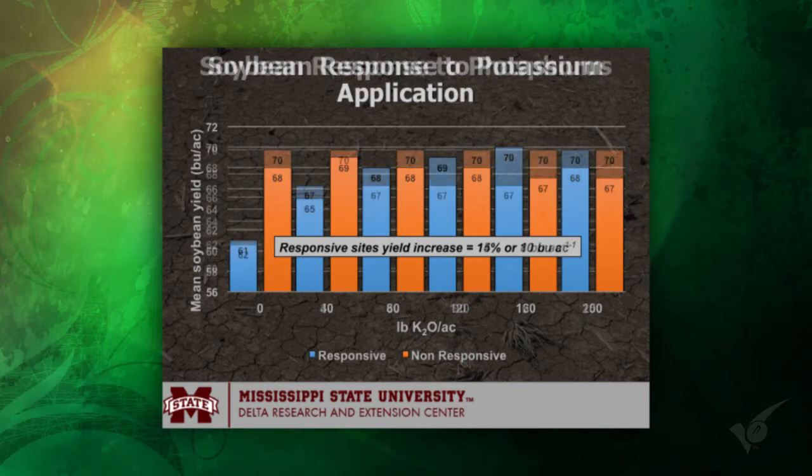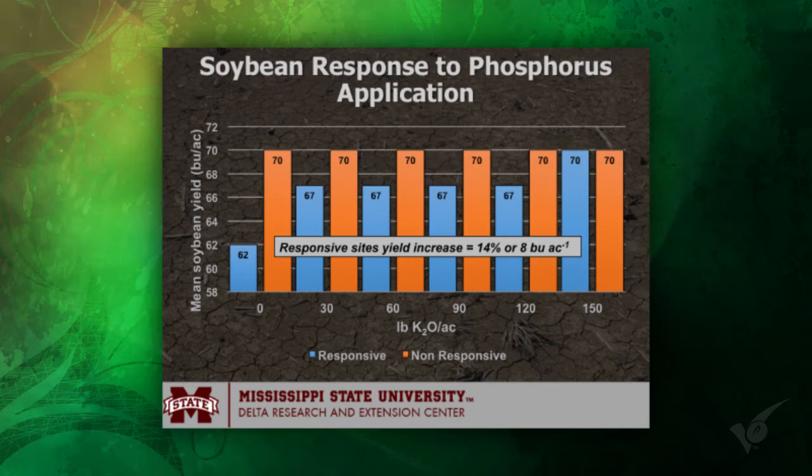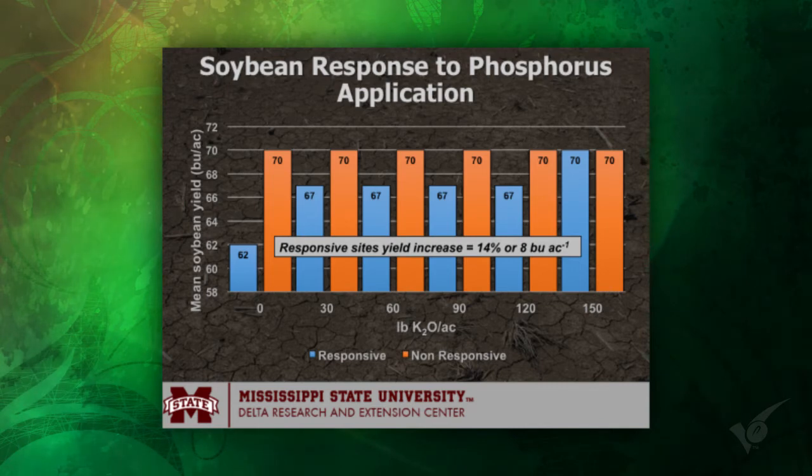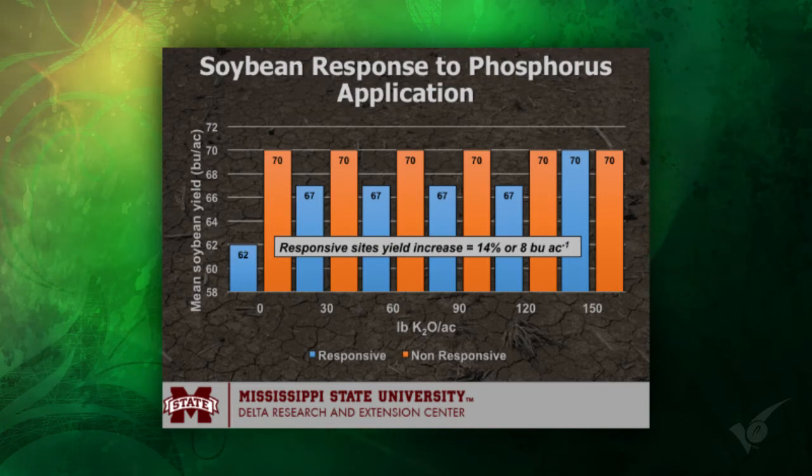We're also doing very similar work with phosphorus. Again, if the soil test says you don't need phosphorus, you don't need phosphorus. But when we do, we get about a 14% yield increase, or 8 bushels an acre. Okay, and if you see, there's basically that first step up of phosphorus, or that first application rate, gets us where we need to go, okay? So that first 30 units maximize our yield.